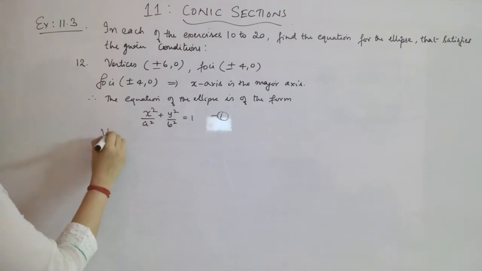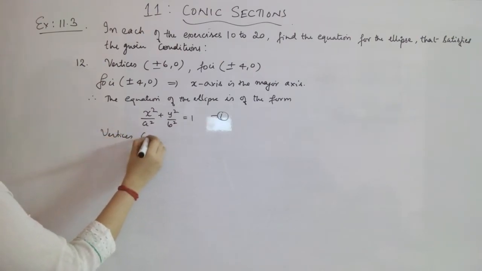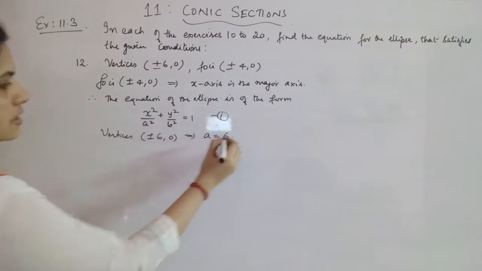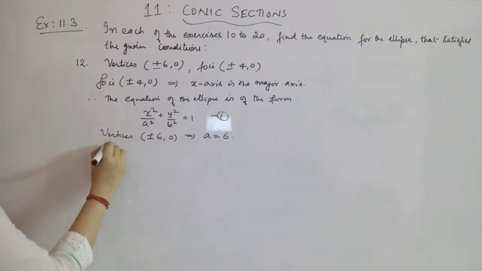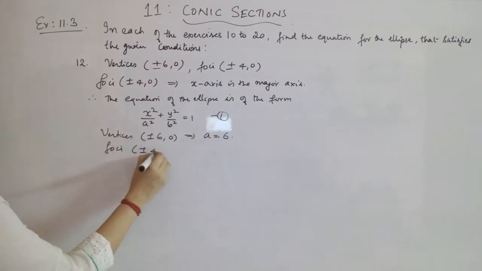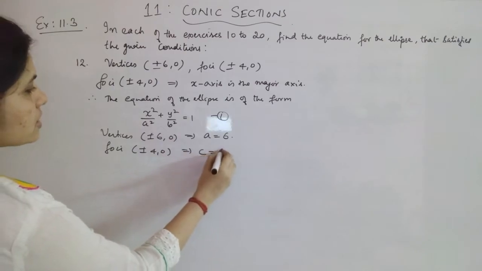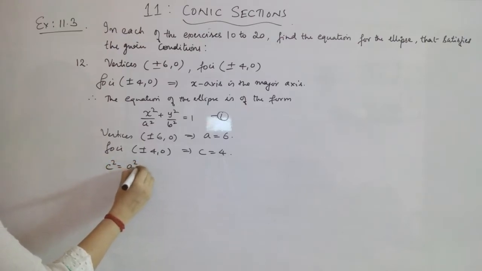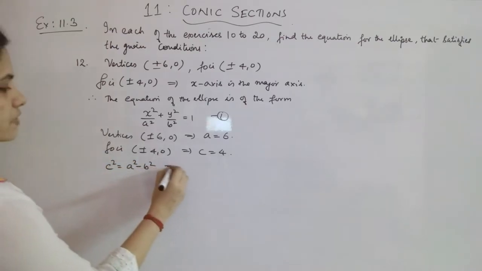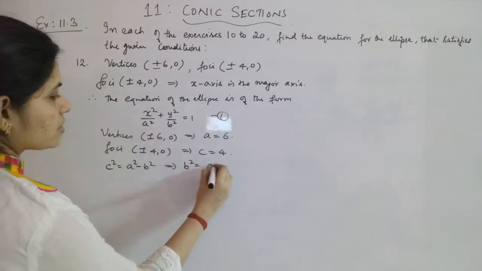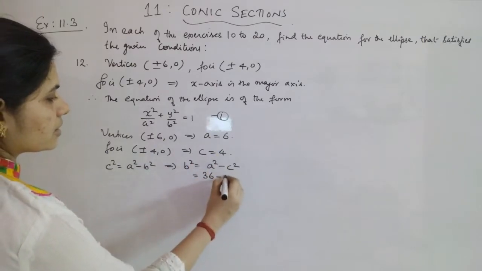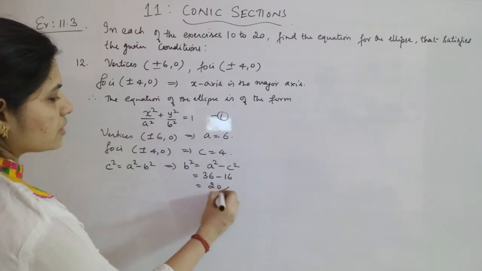Now we have vertices to be plus or minus 6, 0, which will give you a is 6, then foci is plus or minus 4, 0, which will give you c is 4. Now what will be b? We have to find out. For that we will start with the relation c square equal to a square minus b square, which will give you b square is equal to a square minus c square, which is equal to 36 minus 16. So you are getting b square to be 20.